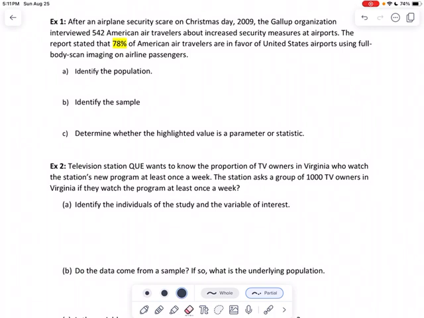So example 1: after an airplane security scare on Christmas Day 2009, the Gallup organization interviewed 542 American air travelers. So 542 is an important value, and then American air travelers. So this is telling us that we have information about American air travelers. About increased security measures at airports, the report stated that 78% of American air travelers are in favor of United States airports using full body scan imaging on airplane passengers.